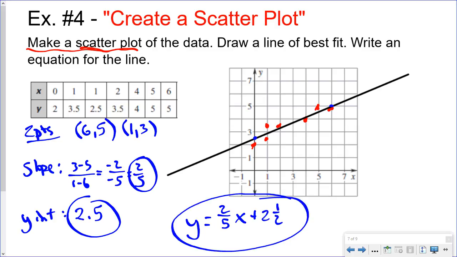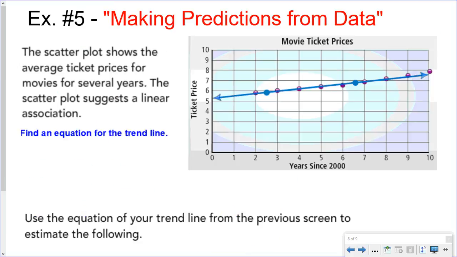Some people might have a slightly different slope or a slightly different y-intercept. This is an estimation, but if I want to go down the road further, I can use 2/5 x plus 2.5 as a way of predicting where my next points will be way down there. All right, last one. We have the scatter plot. It's all set up. We need to find an equation for this trend line. And this one, again, is going to be an estimate.